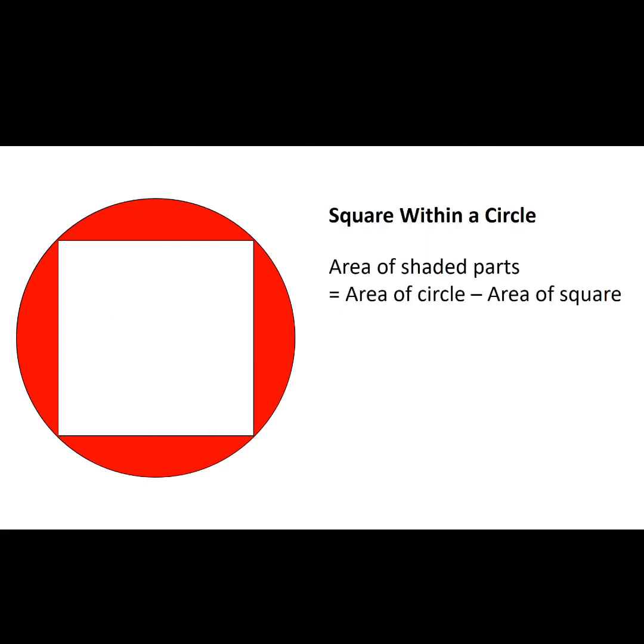For the shaded parts of a square within a circle, we take the area of the circle, take away the area of the square. The area of the circle will be pi multiplied by radius multiplied by radius, and the area of the square will be 2 multiplied by radius multiplied by radius. So that will give us the formula to find the area of the shaded parts in this example.